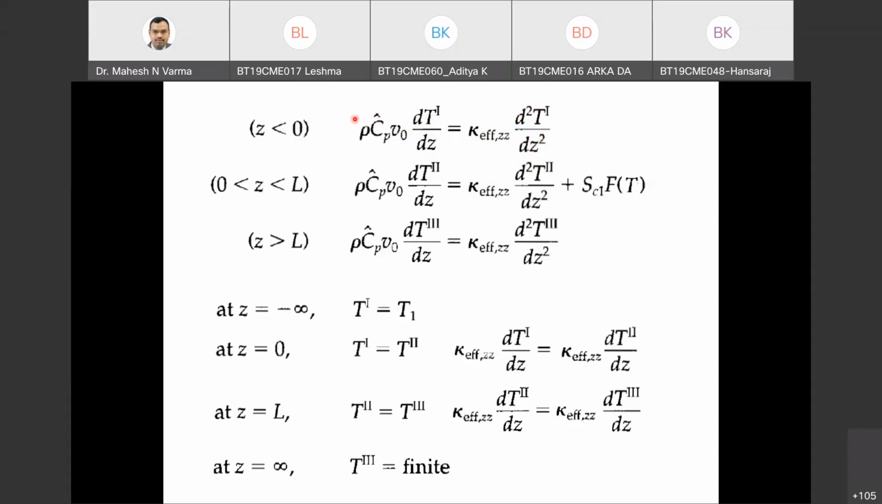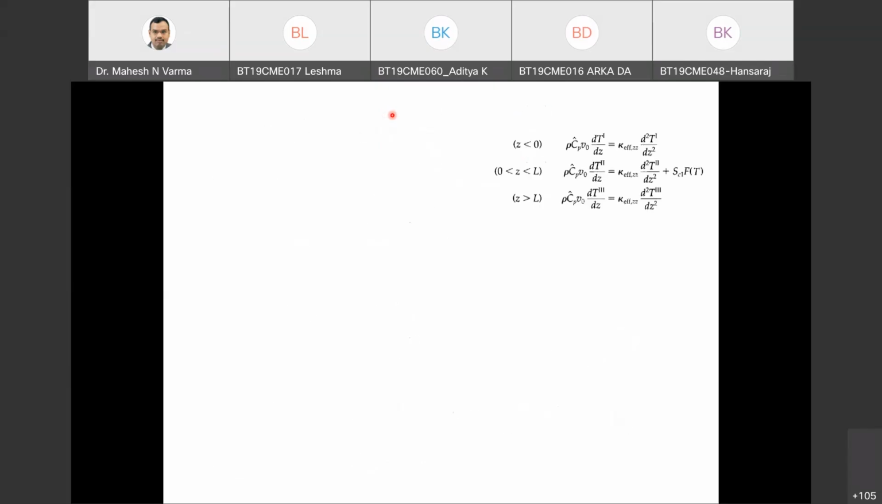But this is energy transported because of convection, and this is energy transported because of conduction. So this will be smaller as compared to this whenever I have convection and conduction. This we have discussed, so that input I can add here. So this is the equation. These are the three equations.